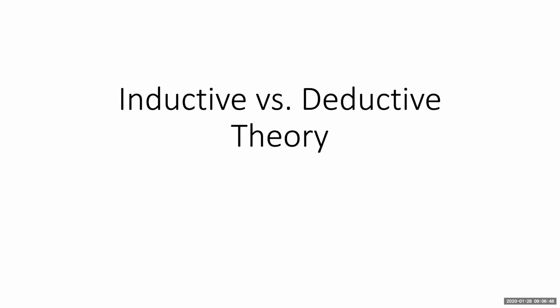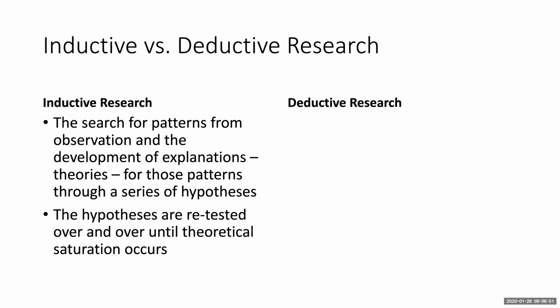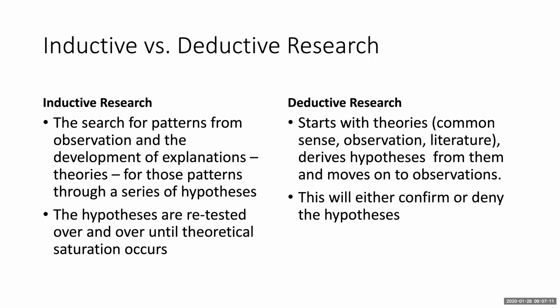We have inductive versus deductive theory. Inductive research looks for patterns from observations and development of explanations. Theories, okay, we look for patterns of a series of hypotheses. The hypotheses are retested over and over until that theoretical saturation occurs. We induce, we think this is going to happen. Deductive research starts with the theory, starts with the common sense, the observational literature, derives the hypothesis, moves on to the observations. So in one, we basically gather all the stuff and then we form the hypothesis and then test it and retest it.